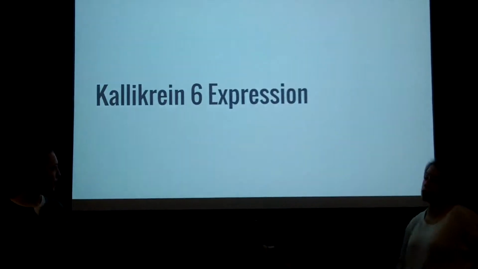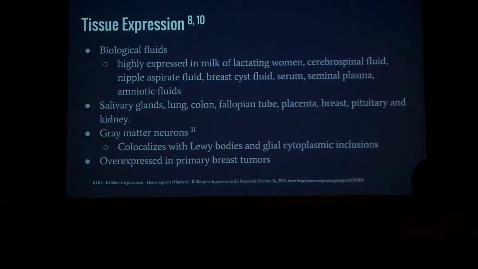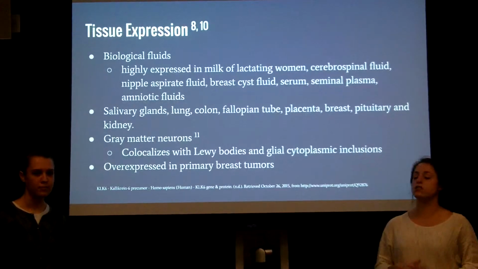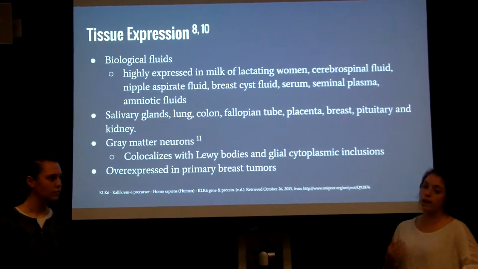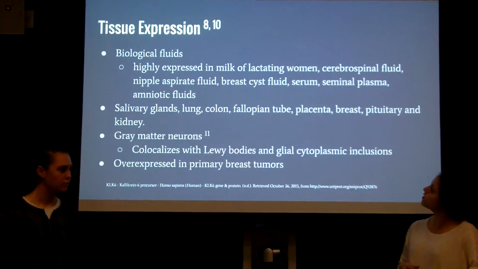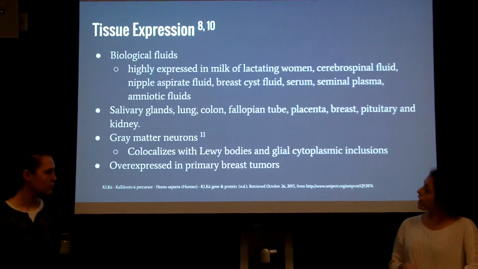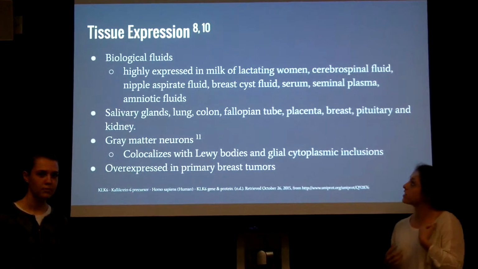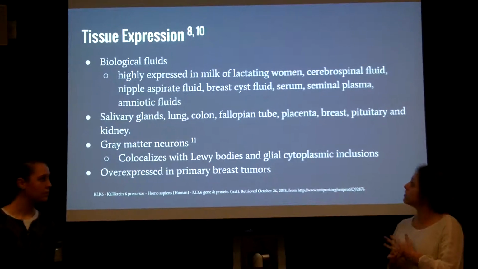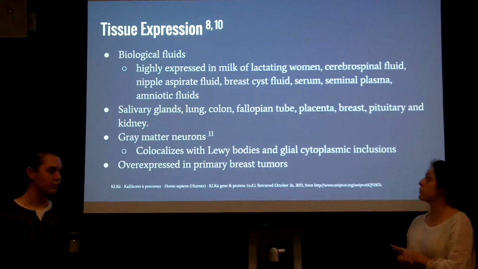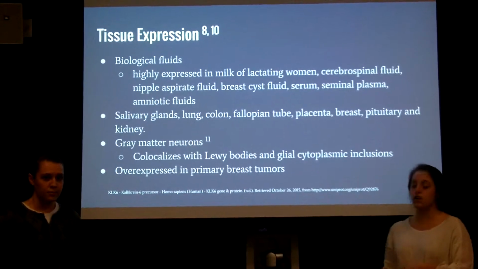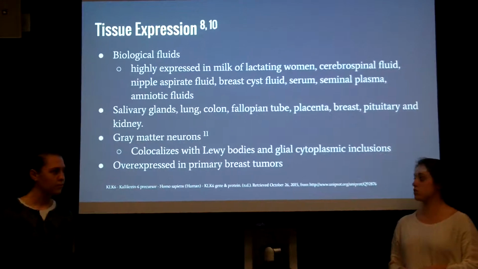Now we're going to talk about the expression of kallikrein 6 in Homo sapiens. So we see it expressed in a lot of different types of tissues and various fluids. It's seen in high expression in the milk of lactating women, cerebrospinal fluid, and various other serums. It's also seen in glands like the salivary gland, the placenta of babies, the fallopian tube, breast, pituitary, and the kidneys, but more specifically in the nervous tissue.